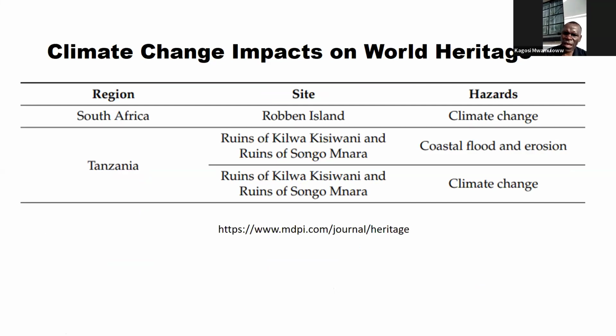So in South Africa, we've got Robben Island. The hazard there is climate change. Then you have got the ruins of Kilwa Kisiwani, and there you've got the coastal flood and erosion. Then in Tanzania, you've got the ruins of Kilwa Kisiwani and ruins of Songo Mnara. This is experiencing climate change. We go to the next slide.